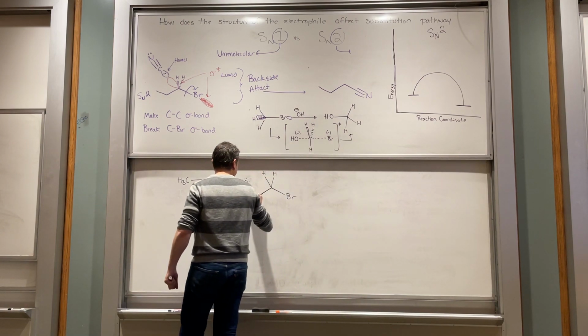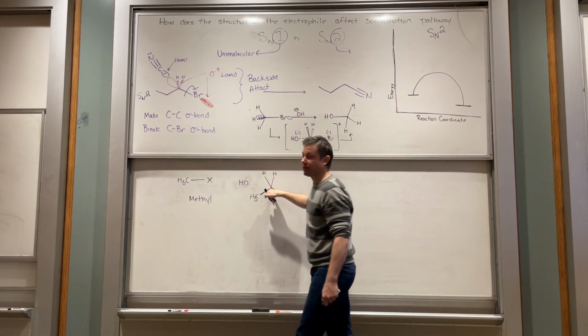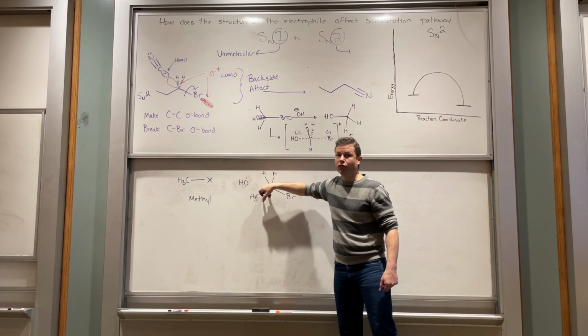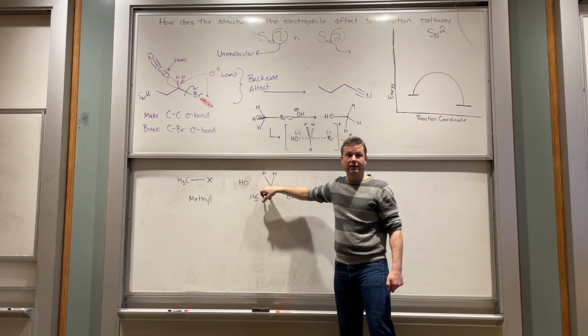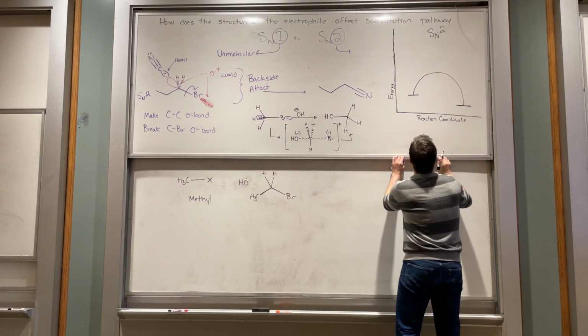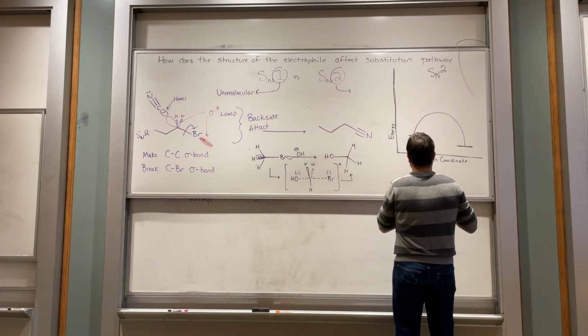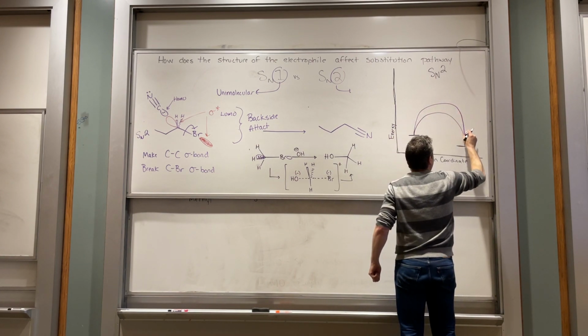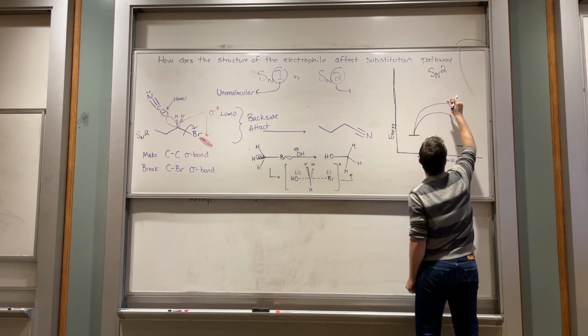There's a methyl group here, more cabbage around that electrophilic center, so it's going to be harder for that oxygen to actually maneuver in, get into, and interact with that orbital. And so that's going to play out with a higher activation energy.